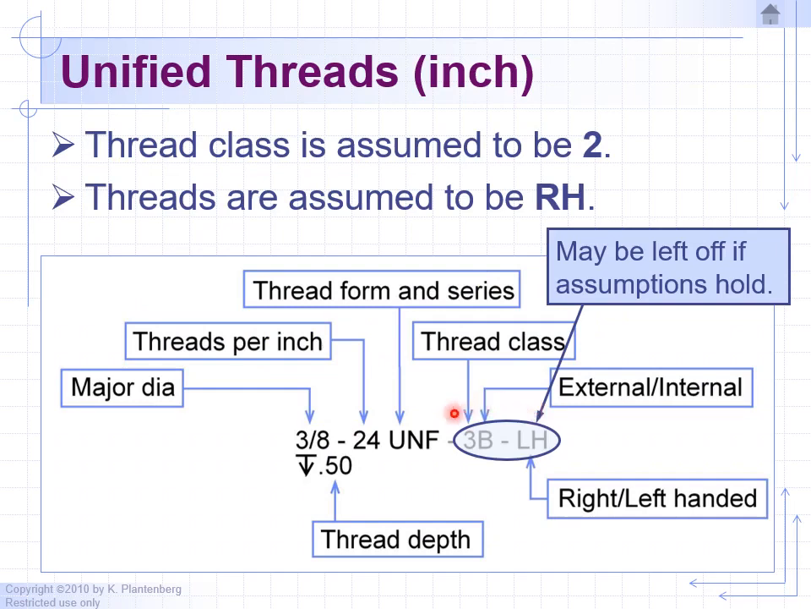And as mentioned before, there's some things that you can drop off of the note. You can drop off the class. Again, there's class 1, 2, 3. You don't have to list it. You don't have to list if it's external or internal. It'll be obvious from the drawing. And again, most threads are right-handed, so you don't call out the RH. The only time you do call out the type of thread is when it's an LH, a left-handed thread.